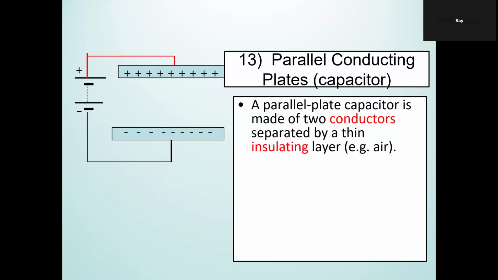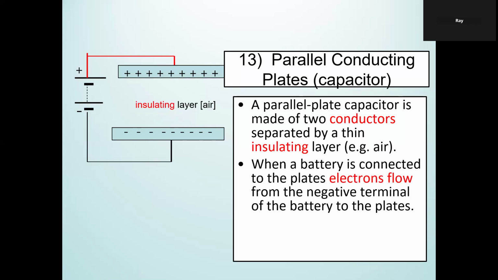A parallel plate capacitor is made of two conductors separated by a thin layer of air, an insulating layer of air. When a battery is connected, that one we have explained already. We have a battery connected to the plate there. Electrons will come here, repel electrons which will go back to the positive terminal, and carry on until the potential difference across the plates is the same as the battery.